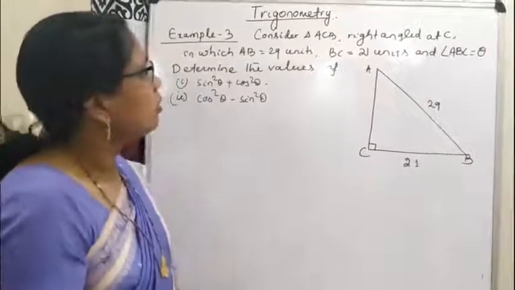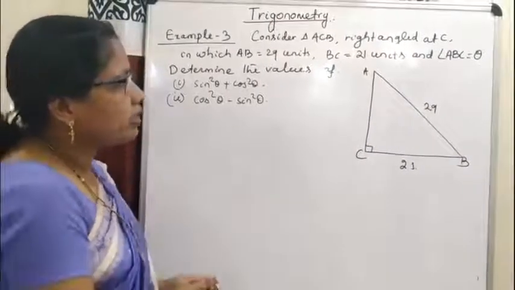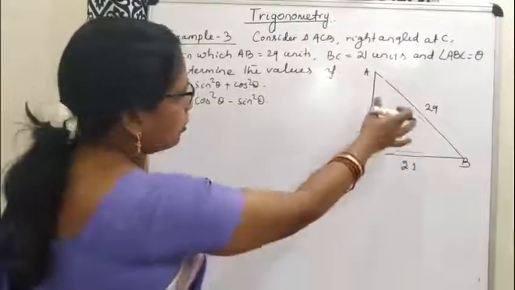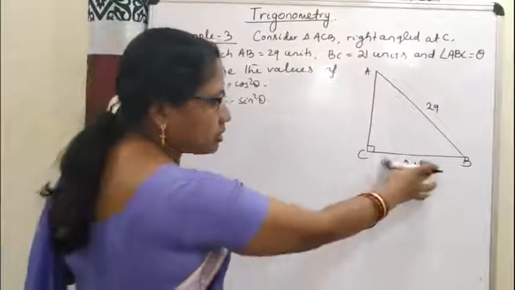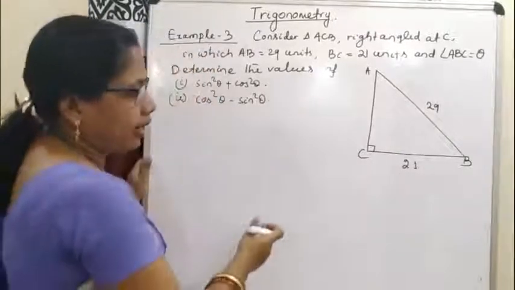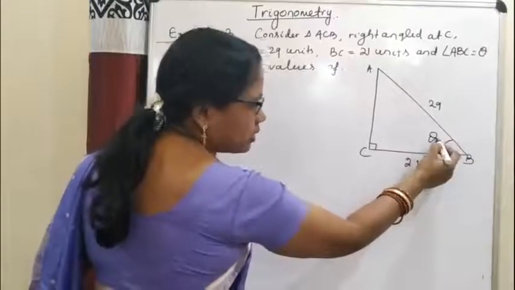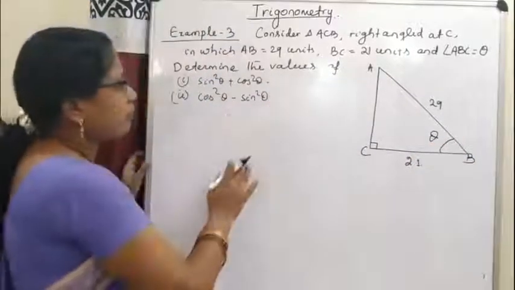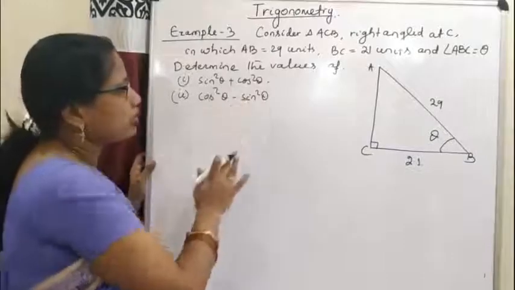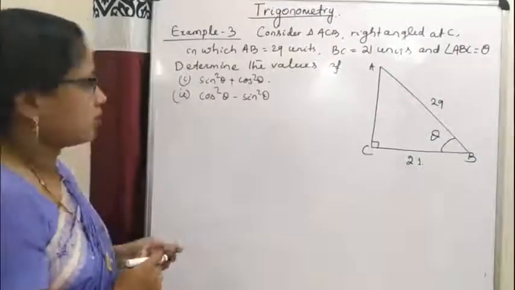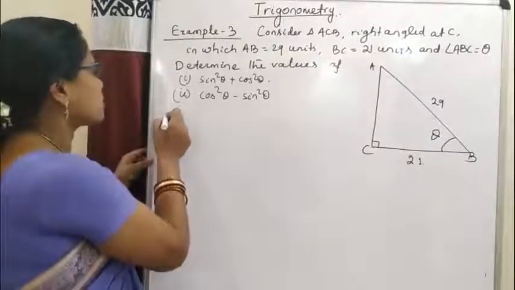Next example, consider triangle ACB right angle at C, in which AB is equal to 29 units and BC is equal to 21 units, and angle ABC is theta. So this angle is theta. So determine the values of first sin square theta plus cos square theta and second cos square theta minus sin square theta. So first we will solve the first one.